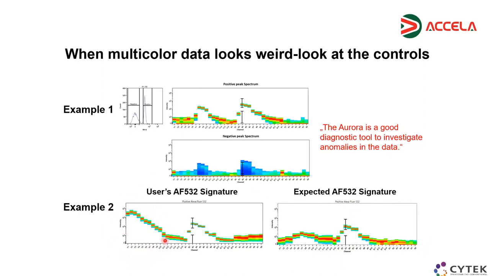And using the spectral viewer, we have been able to see that they were using some Brilliant Violet buffer, which was generating the autofluorescence here. And in fact, the instructions of the Brilliant Violet buffer specify not to use it with all fluorochromes, but specifically with the Brilliant Violet series. So it was not proper for the Alexa Fluor 532. Using the spectral overview, we have been able to identify these anomalies in the data.